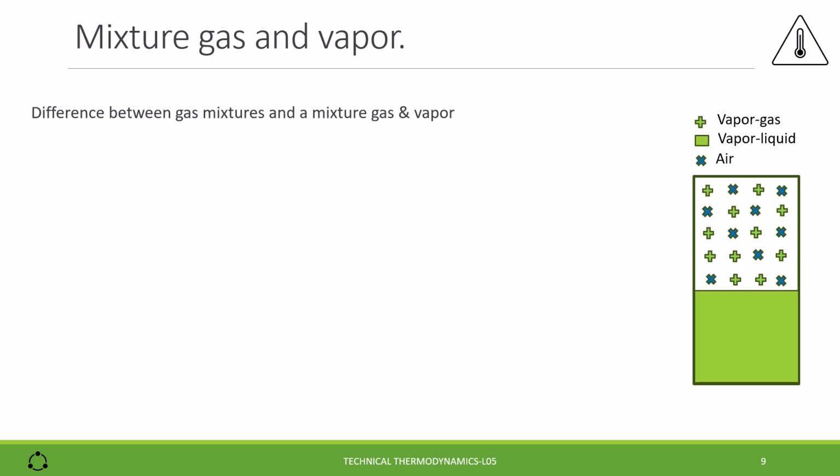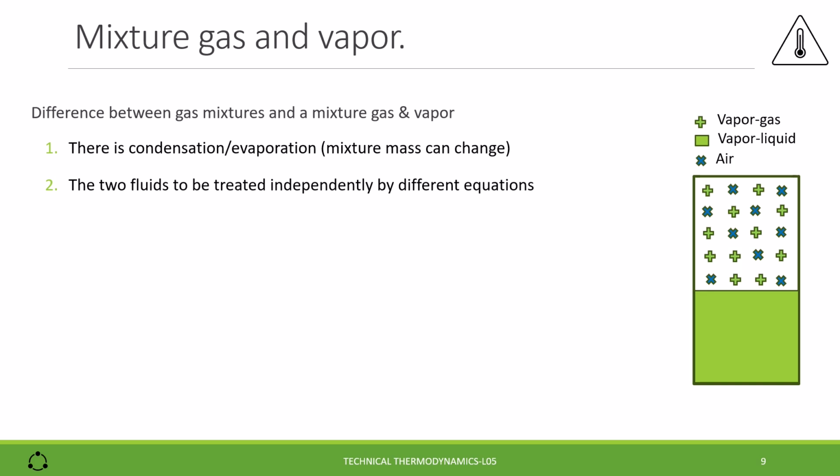There is a difference between the mixtures of gases and the mixtures of gas and vapors, because in this case there is condensation or evaporation and the mass in the gaseous phase can change. The two fluids must be treated independently by different equations. The thermodynamic state is described by 4 instead of 3 variables if we deal with two fluids.